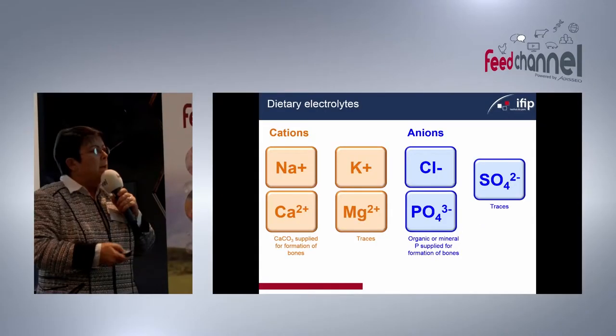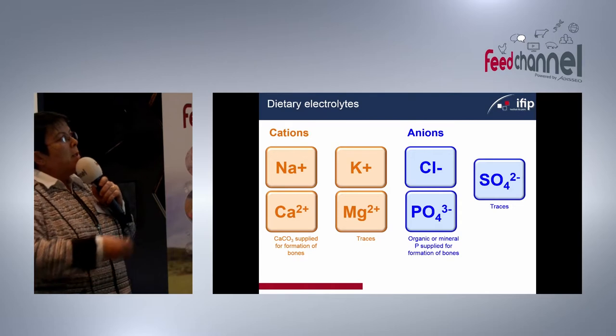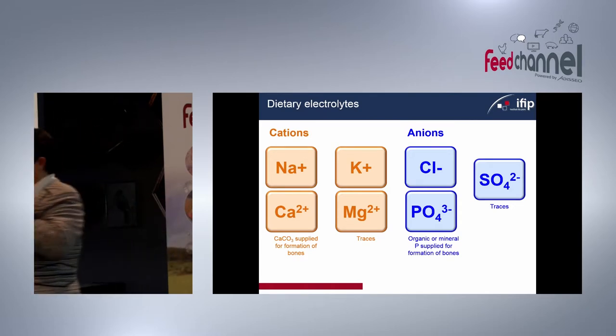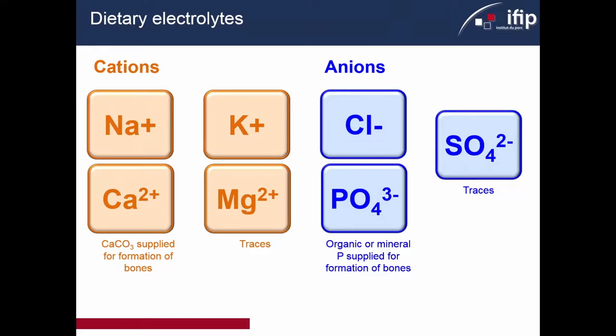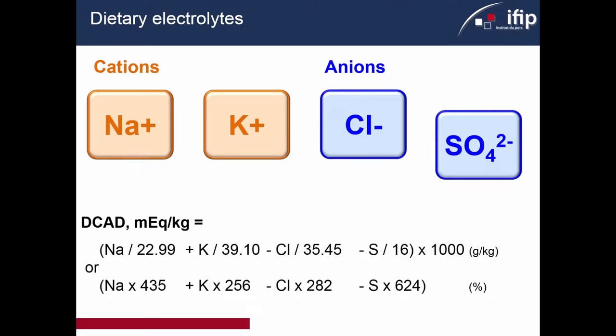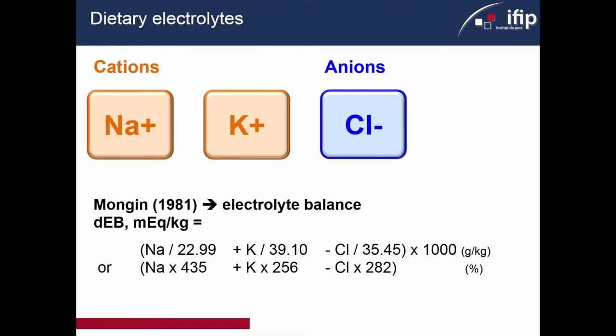Okay. Then what do we consider as dietary electrolytes? There are, of course, cations and anions. In fact, in pigs, we focus mainly on sodium, potassium, and chlorine, sometimes sulfates. As you will have a copy of the slide, I just remind you of the way to calculate a dietary cationic difference. But we do not use this criteria so much. We mainly use the dietary electrolyte balance, just focusing on sodium, potassium, and chlorine.